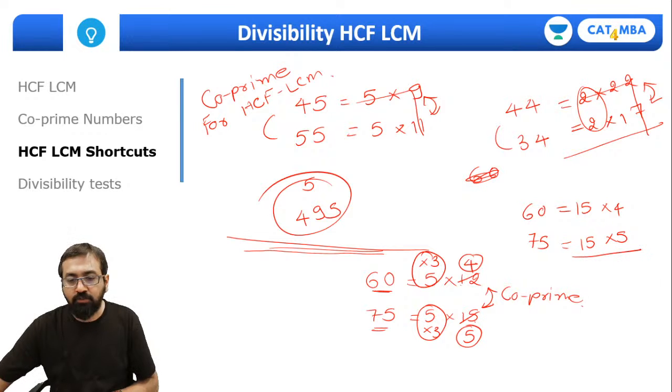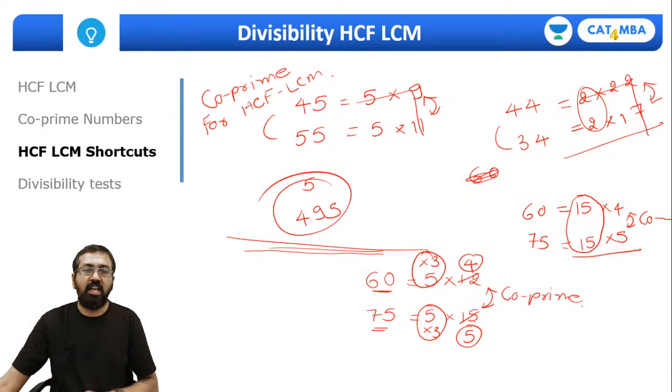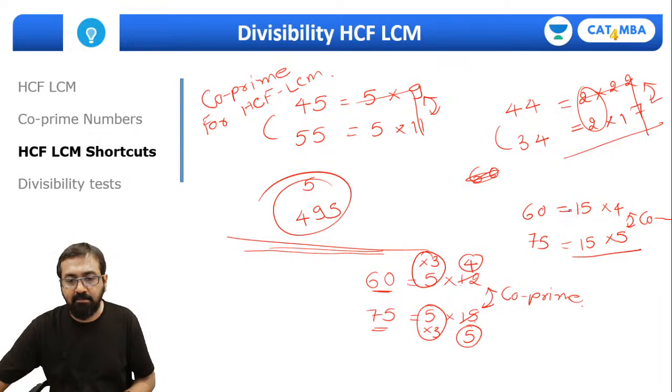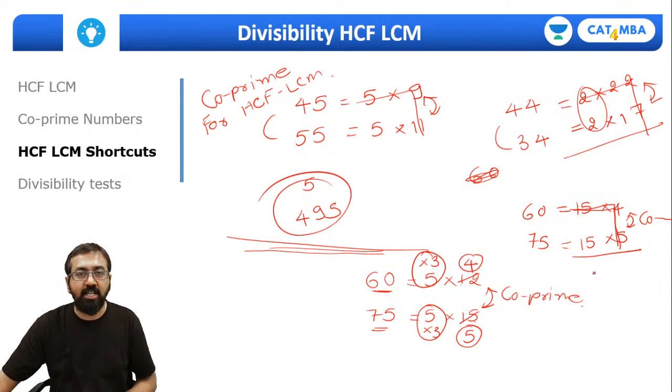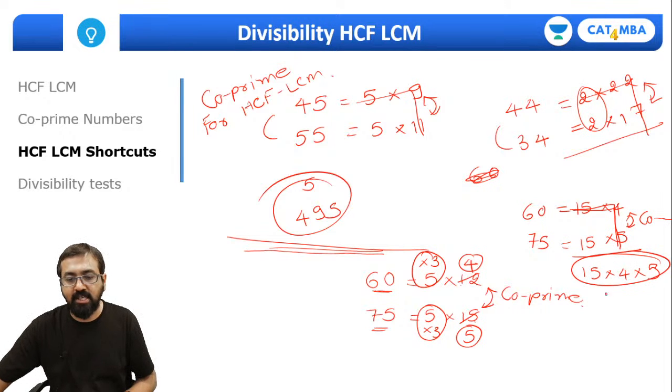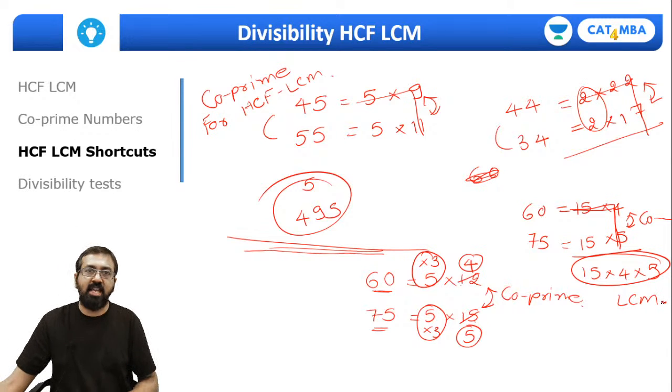Right? So now check once again whether they are coprime or not. So 4 and 5, yes, they are coprime. That means this 15 is the HCF. Have you understood? 15 is the HCF, right? Now once you have got HCF, then what is the LCM? Make that inverse L shape, draw an upside-down L shape. So this 15 into 4 into 5 is your LCM. It is as simple as this.